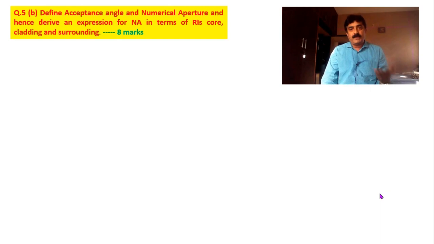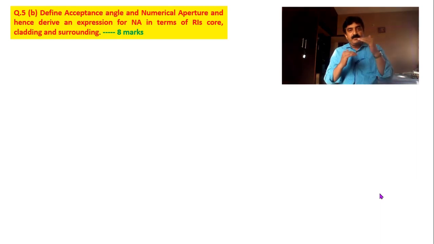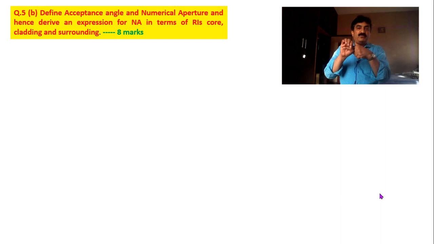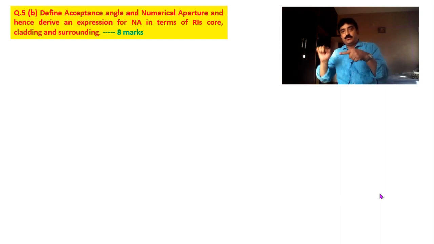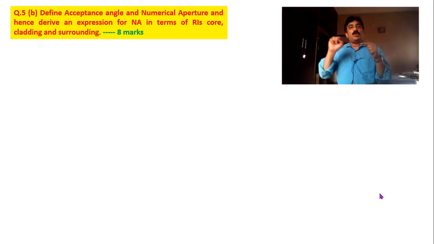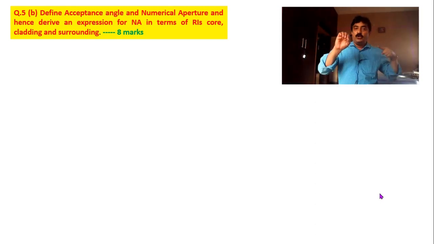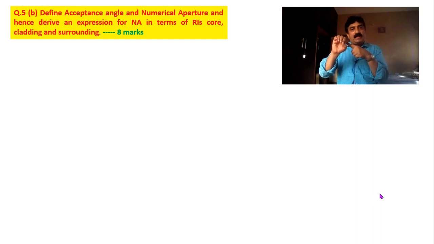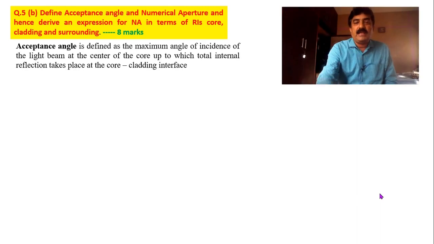Dear students, you know optical fiber is a device which consists of optically dense medium, that is called core, and a little bit thin medium, that is clad and surrounding. And inside the core medium, if you send the electromagnetic signal, it undergoes total internal reflection and keeps on propagating. For this total internal reflection to happen, you have to send the ray at a particular angle, and that angle is known as angle of acceptance.